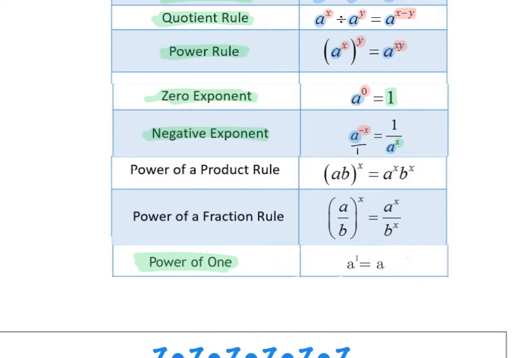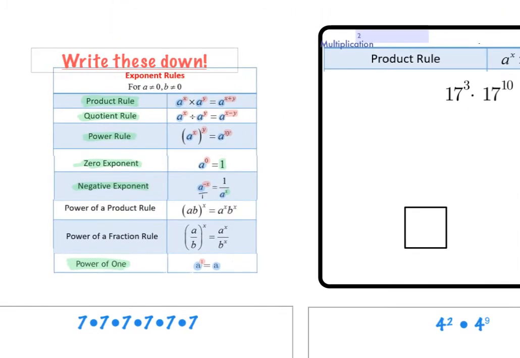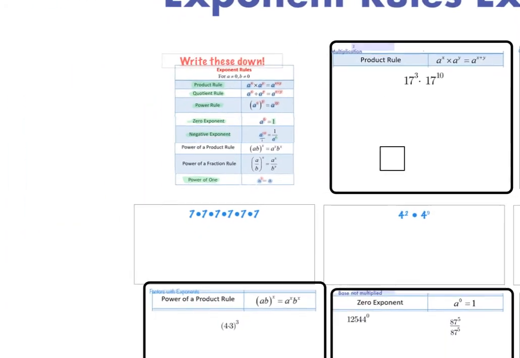Alright, and then power of 1, anything to the first power is just itself. Think about it. If we say that I have 1a, that really just means you write down one little tiny a. So that one's pretty self-explanatory. Let's go ahead with more examples. Again, make sure that you have those rules written down.